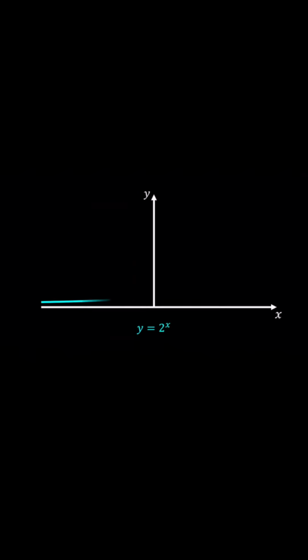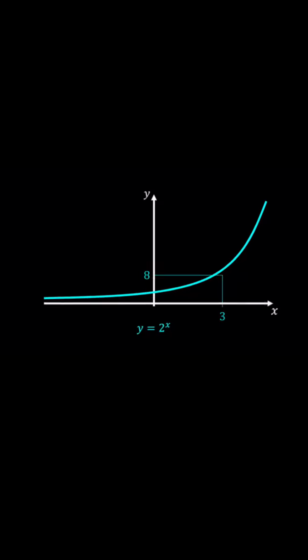Let us look at the standard exponential curve. Y equals 2 to the power of x. If you input x equals 3, the function outputs y equals 8. But what if we already know the output, and we want to find the input? In this case, we need the inverse function.